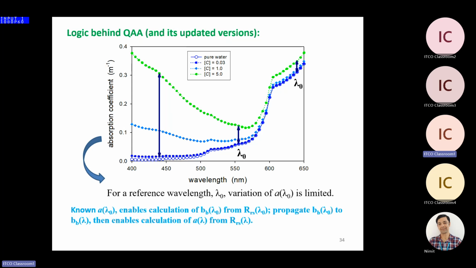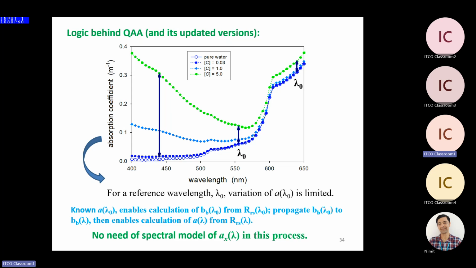So in short, when we know the absorption reference wavelengths, we can calculate BB at the reference wavelengths from the remote sensor, then propagate to other wavelengths. We can get a spectrum from the RS spectrum. So that's the logic behind this.